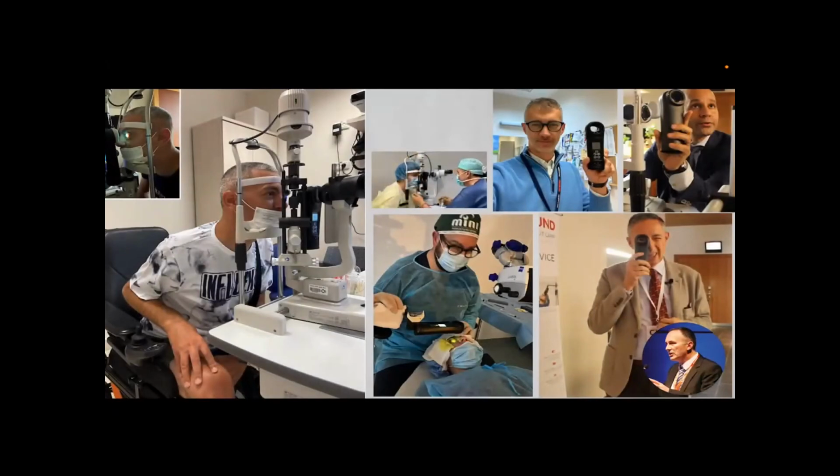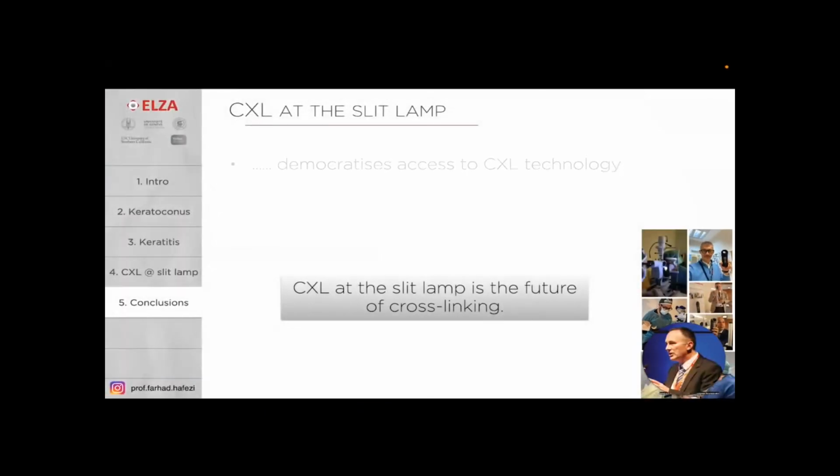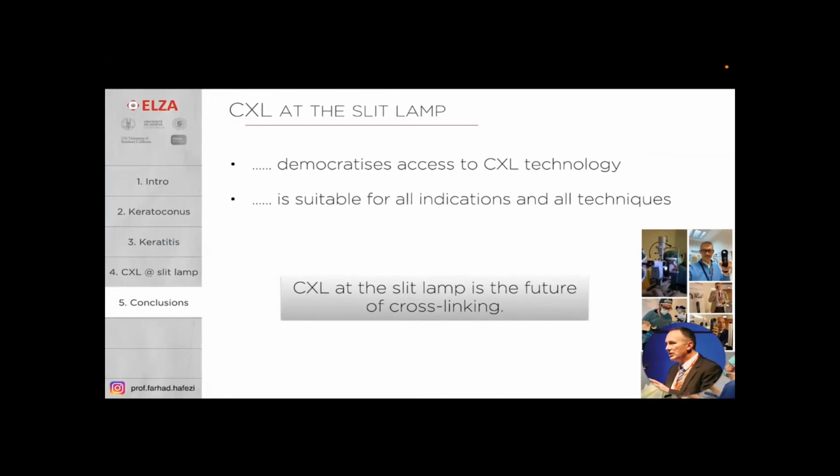So in other words, cross-linking at the slit lamp, in my eyes, clearly is the future of cross-linking. It democratizes access to CXL technology, and it is suitable for all epi-on, epi-off, keratoconus and keratitis protocols.